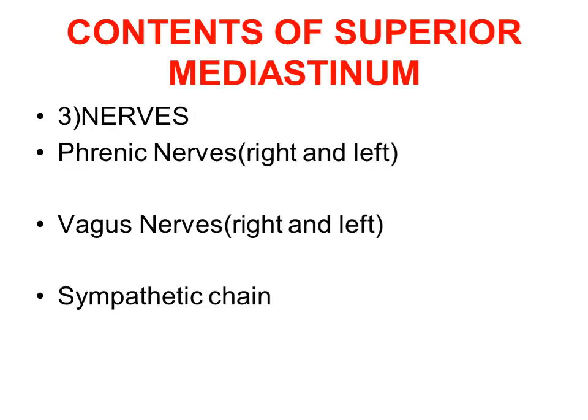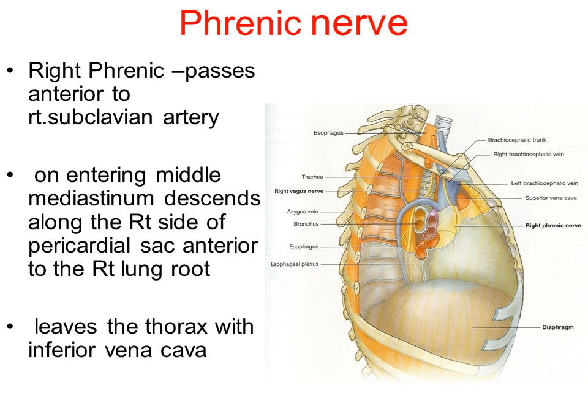After veins and arteries, another content is the nerves: phrenic nerve paired, vagus nerve paired right and left, and sympathetic chain. So we'll discuss these nerves one by one. First of all, right phrenic, it passes anterior to right subclavian artery because it has to reach the diaphragm, as the name implies. So it has to cross the inferior mediastinum also.